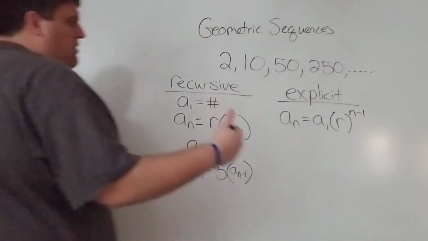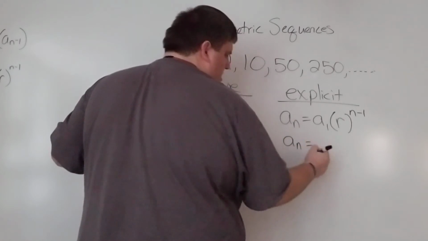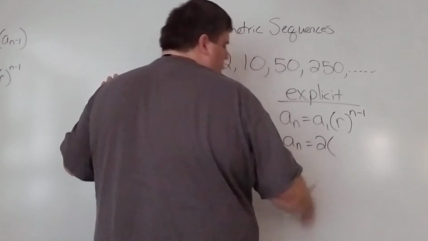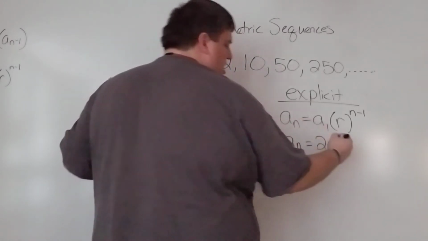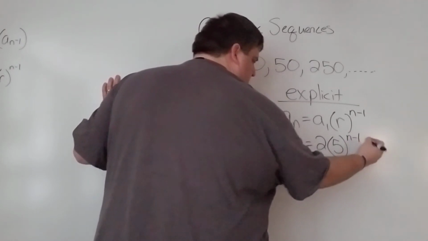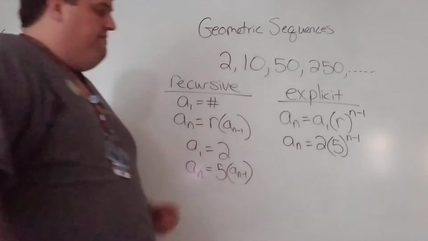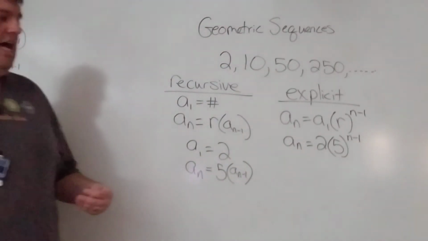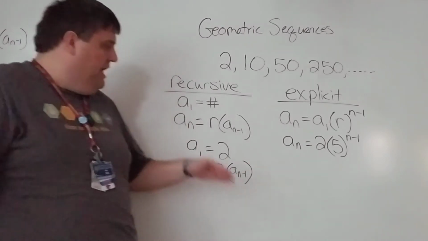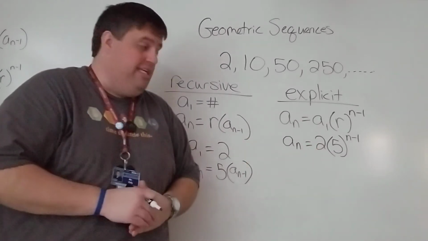The explicit side over here, let's do the same thing. So we have a sub n. The first term is still 2. Our rate, or our constant ratio, is 5. And that is to the n minus 1. So again, if I wanted to find like the 10th term, this is good, right? I don't have to keep going like I would in the recursive and keep finding the next one. I can plug in any number I want here.